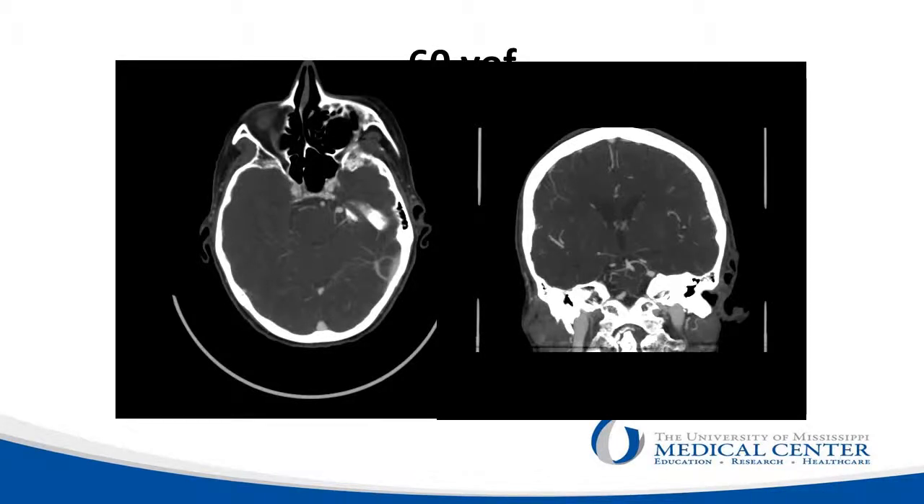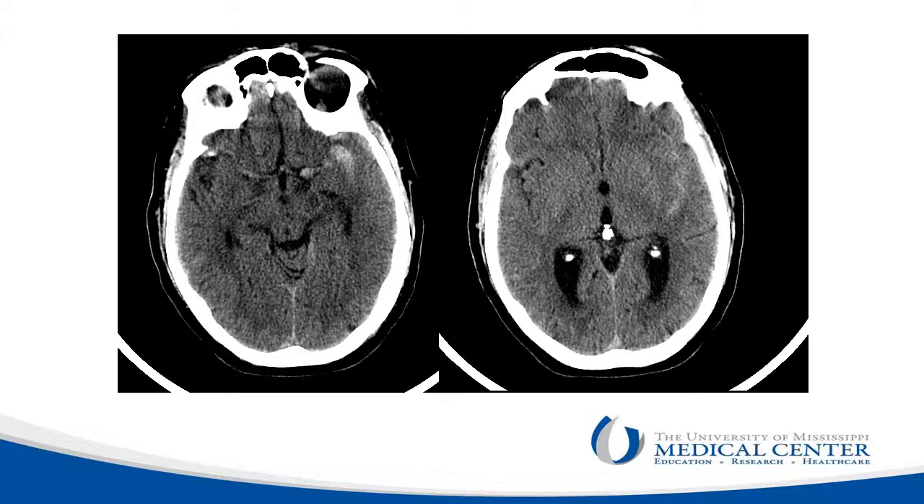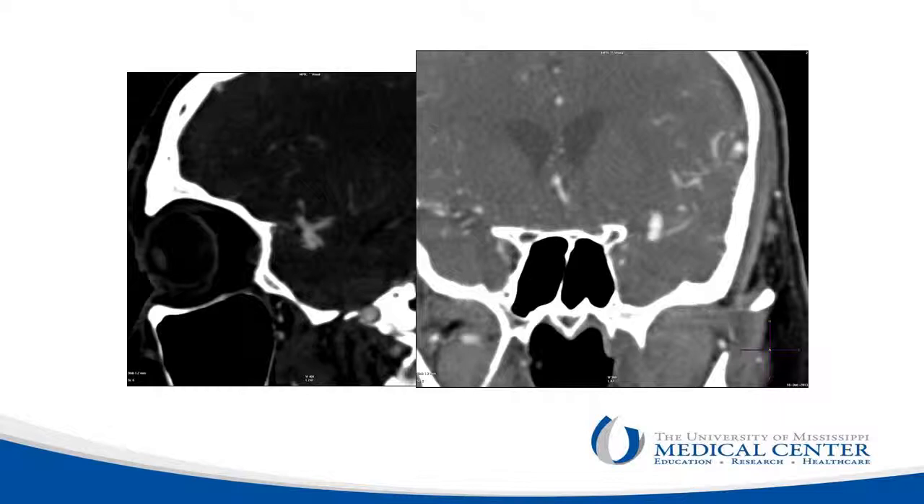Here is a 60-year-old female. A CTA is performed. We can see abnormality in the region of the left superior cerebellar artery, and that was a left superior cerebellar artery aneurysm. Another CT with hemorrhage in the region of the left sylvian fissure, again greater on the left than the right. We do a CTA and we see a middle cerebral artery aneurysm.